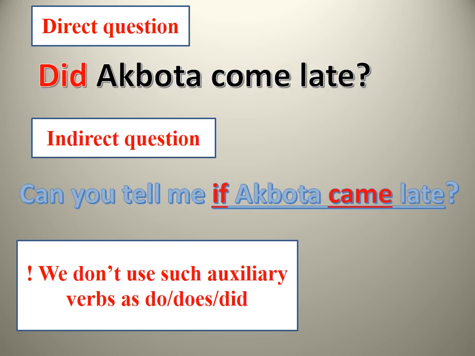Next example. Direct question: Did Akbota come late? This is a general question. Indirect question: Can you tell me if Akbota came late? When we have a general question, we use after the expression can you tell me if. And we don't use the verb did. And if we don't use the verb did, we should change the verb come into the past form came.